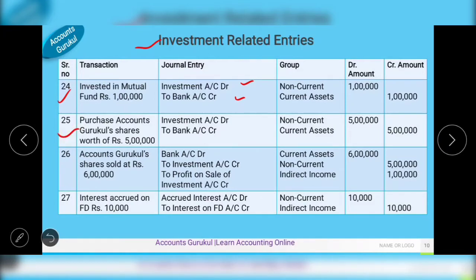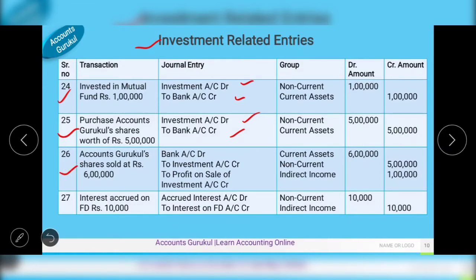The next, purchased Gurukul's shares worth rupees 5 lakh. So we have purchased 5 lakh of Gurukul's shares. What will be the entry for it? Again, we have just purchased the shares. We are not contributing to share capital. From an investment standpoint, to get more dividend, we have purchased Gurukul's shares. So that's our investment. So investment account debit to bank account credit for the same amount of 5 lakh.